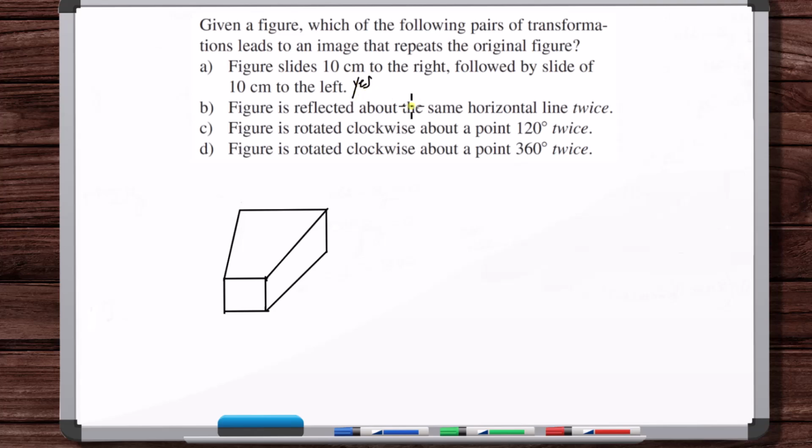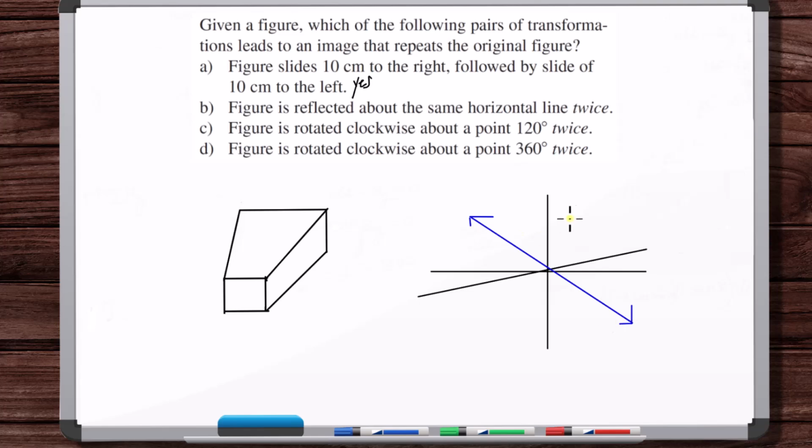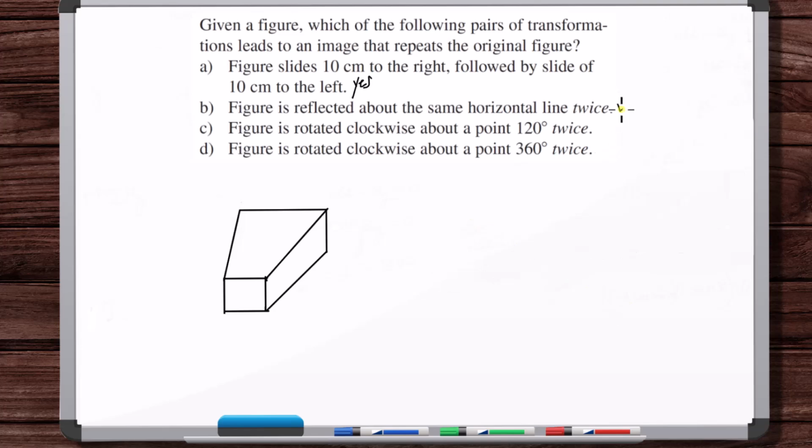Figure is reflected about the same horizontal line twice. Yes, you could. If you think about it, you can reflect about any line anywhere in 3D space, any line oriented in any way in 3D space. If you reflect about that line once and then reflect that figure about that line again, you're going to get the same figure back. So, yes.